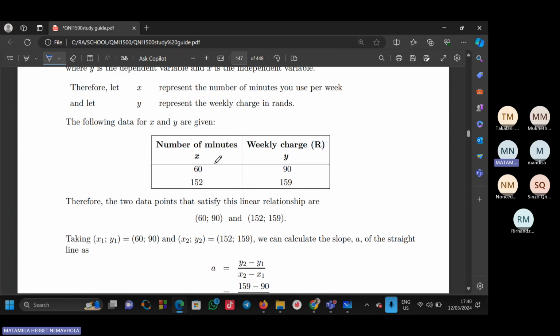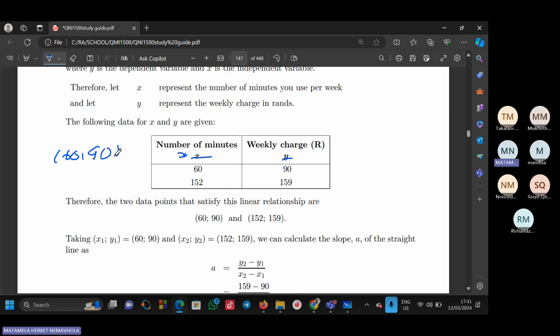So I'm going to show you something here. You might be given something like this in terms of numbers from the other side. Sometimes they might not really indicate x and y. They will just say number of minutes and weekly. So the first one, you can put it as x for yourself, and y. Then when we write this in terms of coordinates, it's like you have 60 into 90.